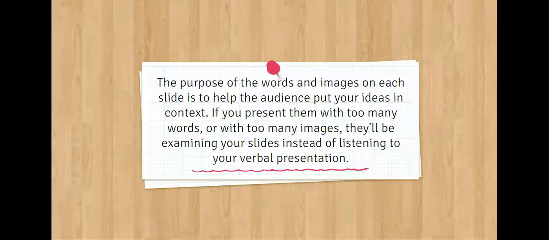It's like when you work with cartulinas. If your cartulinas have too much information, your audience is not going to pay attention. If they have too many pictures, the persons are going to be focused on looking at the pictures instead of what you are saying.